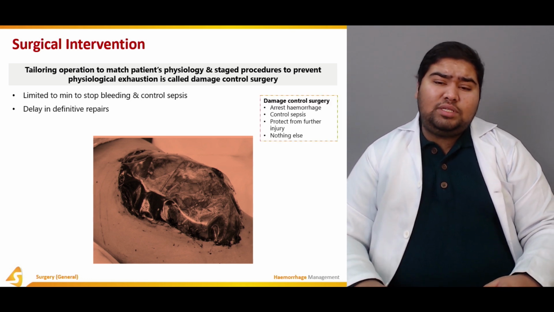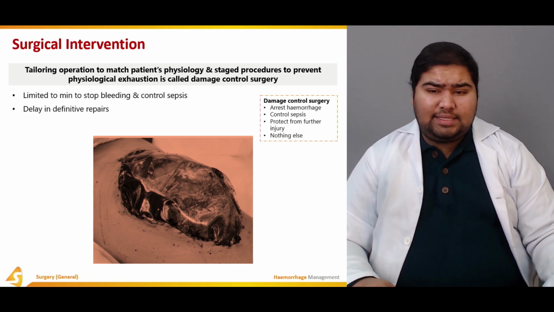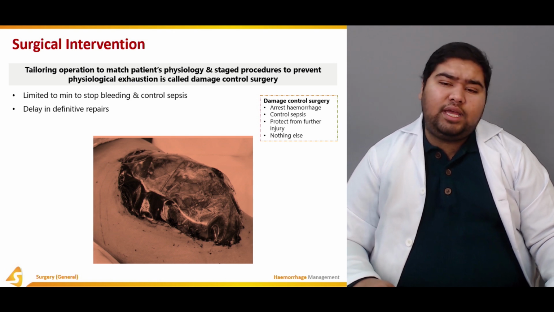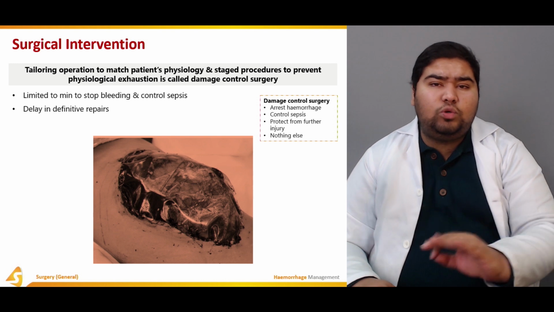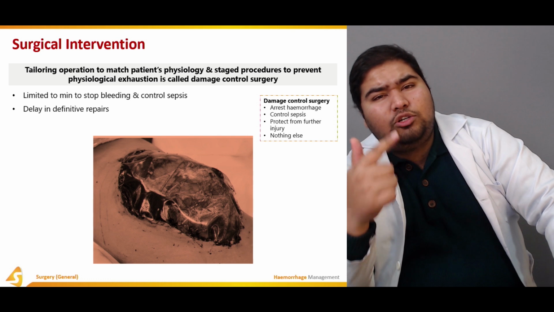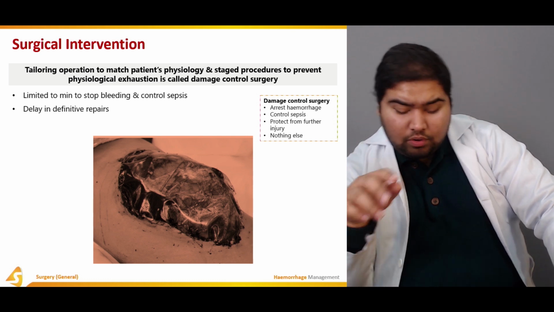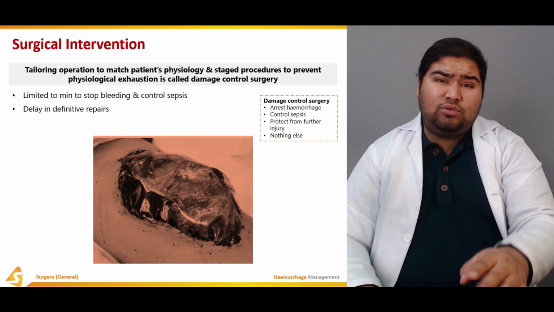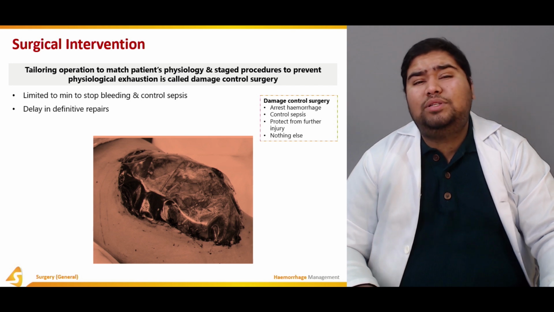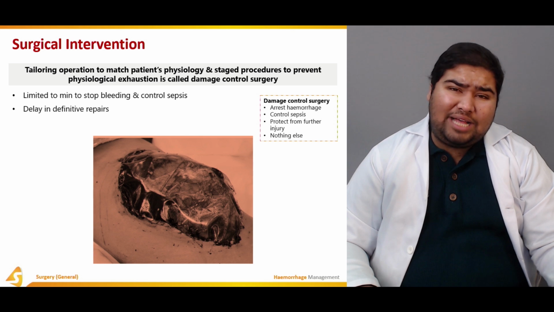So damage control surgery has the following steps. First of all, you arrest the hemorrhage, then you control the sepsis. Then you protect from further injury, and you don't do anything else. So control the hemorrhage, control sepsis, prevent further injury, and that's your damage control surgery. Damage control surgery is life-saving in war zones, and is also recommended in triage in large natural disasters.